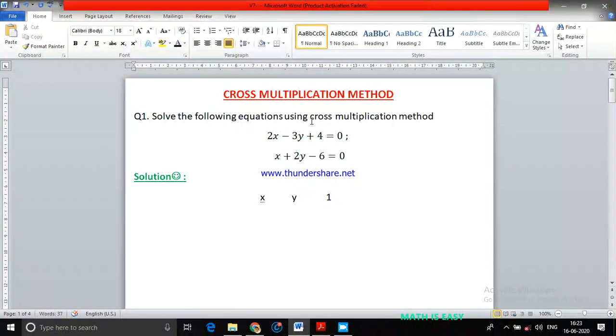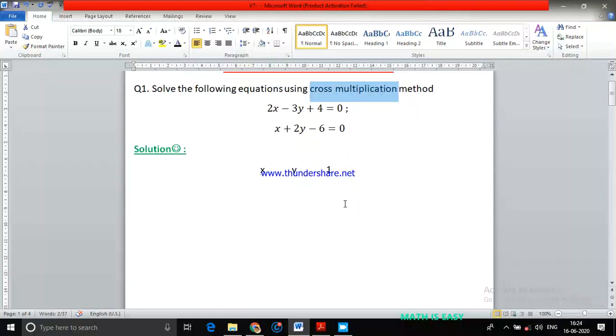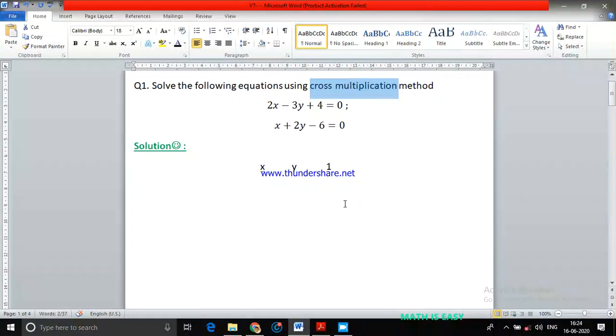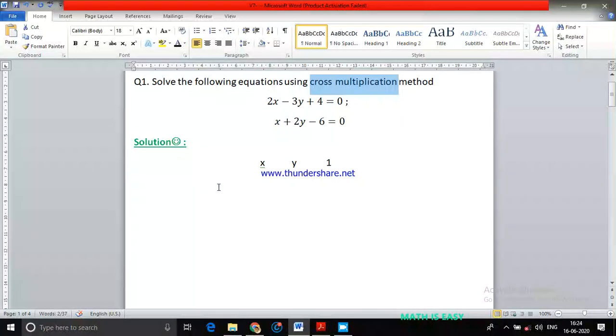Okay, so if they ask for the cross multiplication method, then I have to solve it compulsorily by cross multiplication only. Or in the exam, if they simply ask you to solve the equations, then out of the three methods you can use any method. If a particular method is mentioned, you have to use that particular method only. Otherwise, it is your choice. Now, come to the solution. How do you solve using the cross multiplication method?